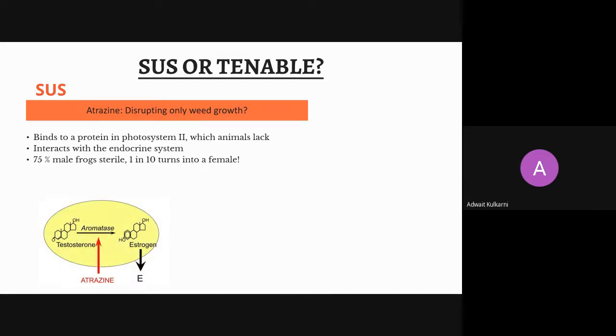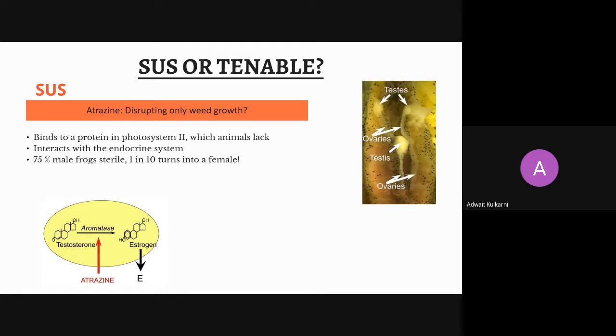Now, as you can see, it was because of the forceful conversion of testosterone into estrogen with the help of atrazine. And the next image that you see here is from a single frog, and it has multiple pairs of testes and ovaries. So this is very unusual, what we have seen.